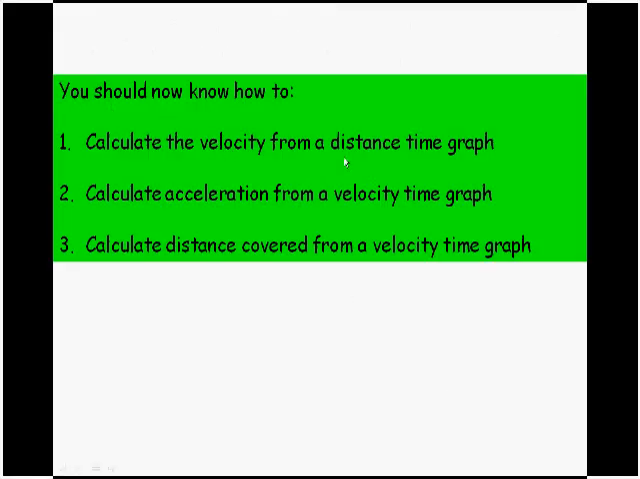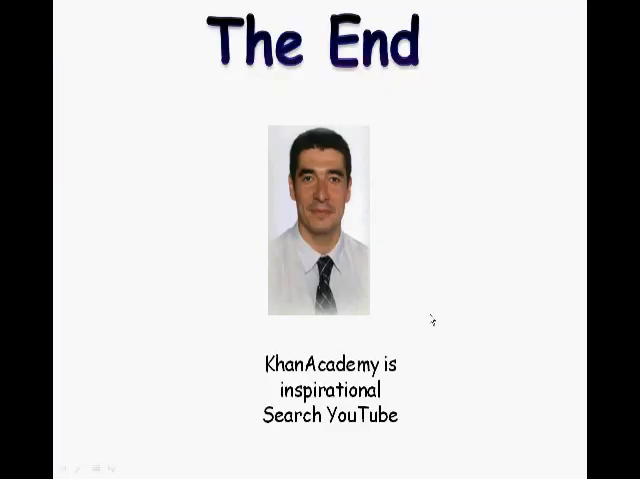Right, so by now you should be able to calculate the velocity from a distance time graph, which was just the gradient of the graph, or the rise divided by the run, which would be the change in velocity divided by the time taken. Gradient is just a mathematical term for the height of a graph divided by the run of the graph. Again, acceleration is calculated from the gradient of a velocity time graph, and you can calculate the distance covered from a velocity time graph by looking at the area underneath it.